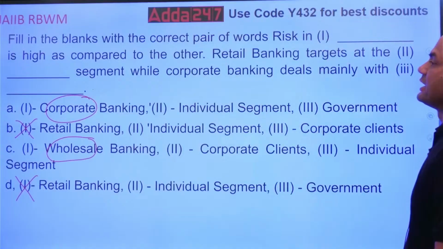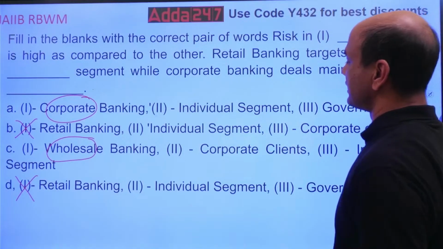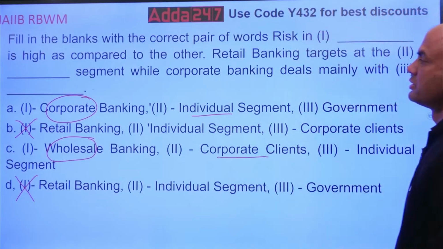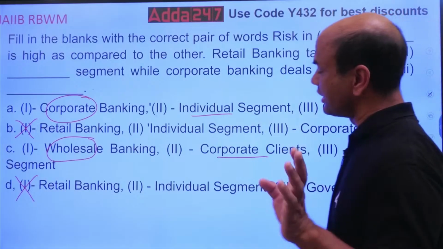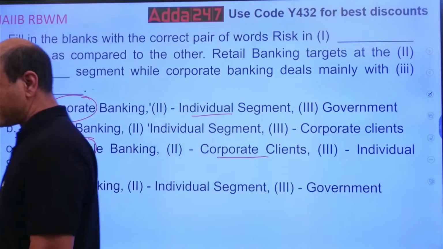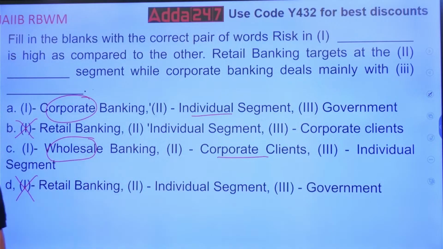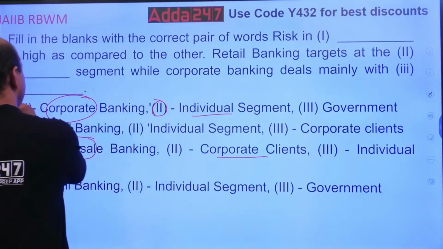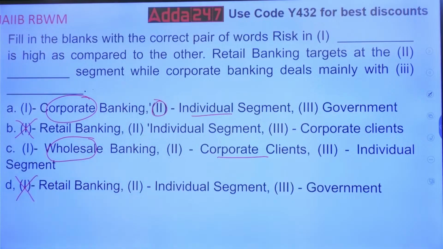Retail banking targets the dash segment. So what does retail banking target? Look at this. Individual segment or corporate segment. So now the answer is very clear. Everyone give me. Retail banking targets what segment? Individual or corporate? It will target individual. This one. So the answer will be A. A only. This is the answer.